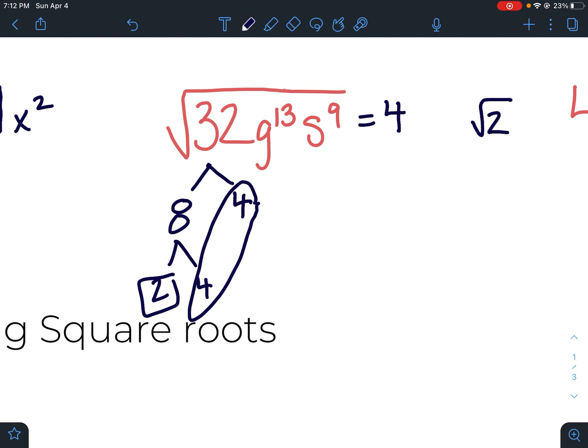Okay, 13, again, not divisible by 2, so I'm going to reduce that by 1, put a g inside. 12 divided by 2 is g to the 6th. Same thing here with 9, reducing it by 1 and putting an s inside. 8 divided by 2 is s to the 4th. Last one.